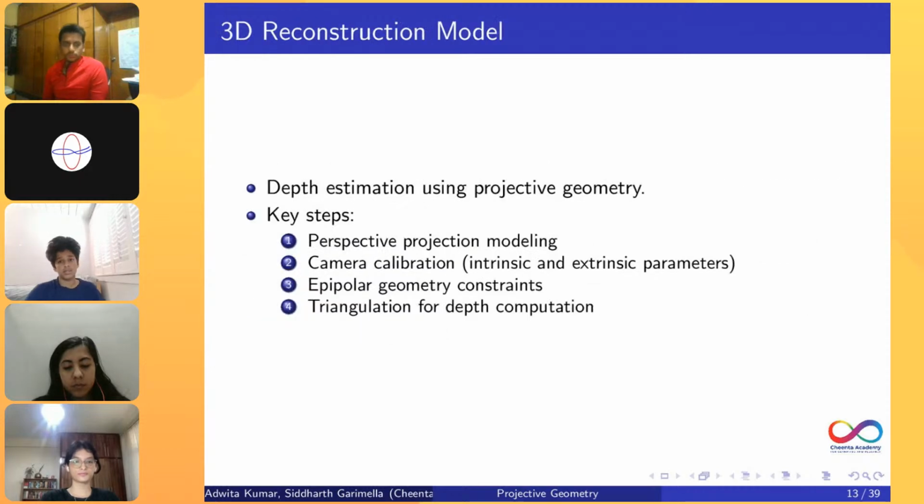Next slide, please. The 3D reconstruction model. So the first is depth estimation using projective geometry. The key steps include: one, perspective projection modeling; two, camera calibration using intrinsic and extrinsic parameters; number 3, epipolar geometry constraints; and 4, triangulation for depth computation. Next slide, please.